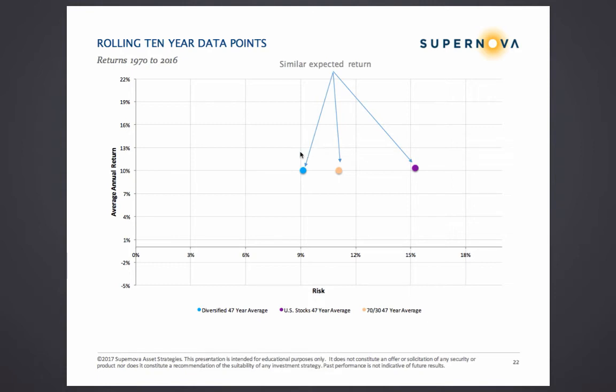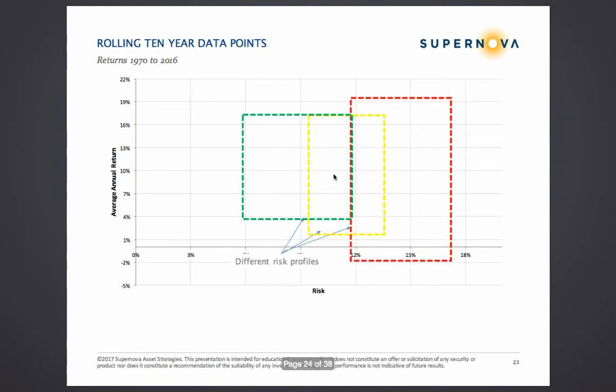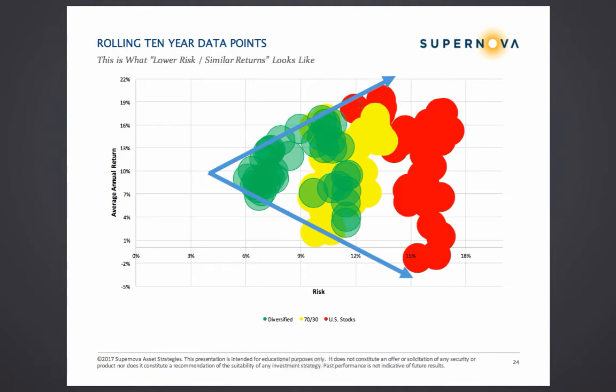What's interesting is that all 3 investment philosophies had similar expected returns, but different risk profiles. If we're going for the top left, the choice is pretty easy. We can then blow this chart up, and we believe that this is a choice that investors get to make. Do they want to be U.S. stock investors? Do they want to be 70-30 investors? Or do they want to embrace global diversification?